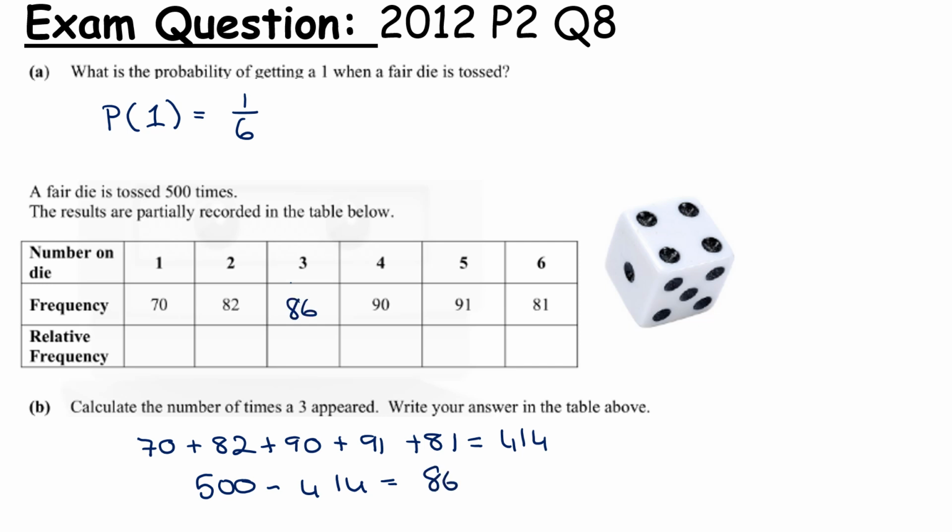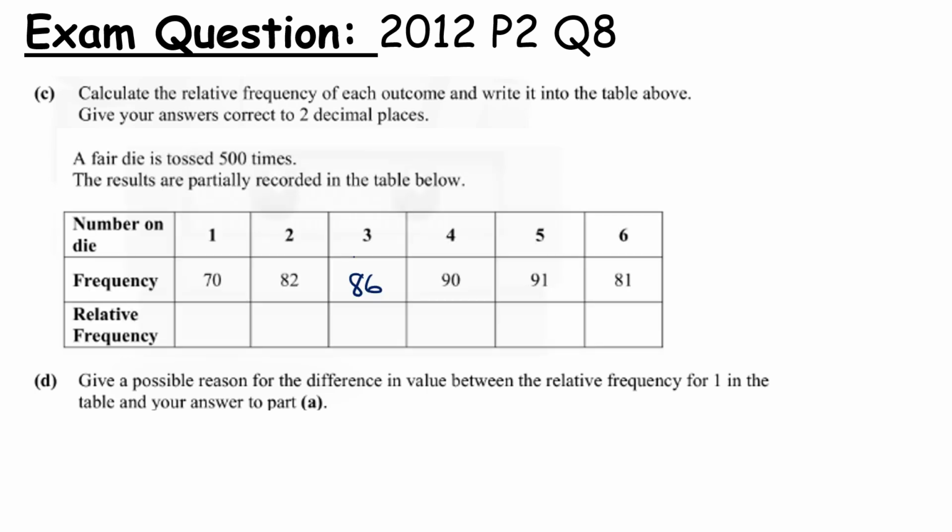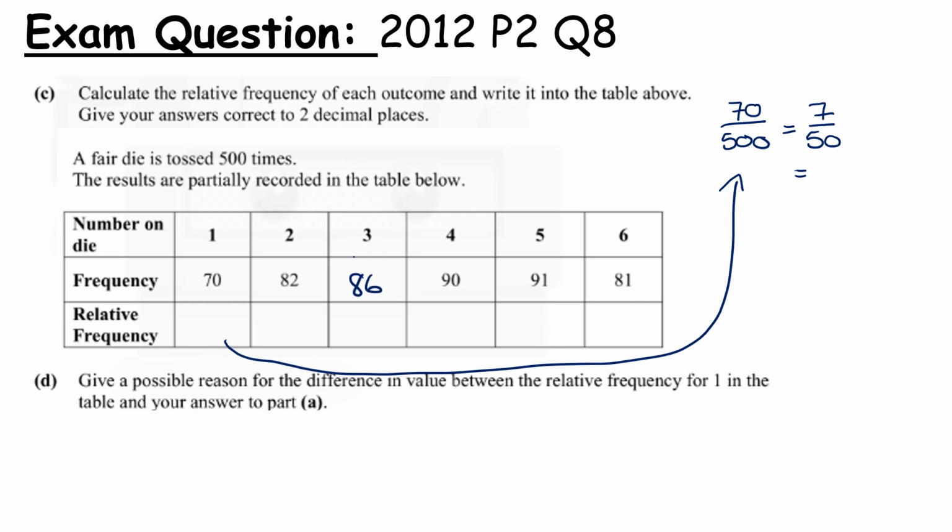So part C asks us to calculate the relative frequency of each outcome and write it in the table above. Give your answer correct to 2 decimal places. So let me pull in the table. And for the relative frequency, what we're going to do is put the frequency, in this case 70, over the total number of tosses, which gives us 7 over 50, or 0.14. So that one is a nice decimal that doesn't need to be rounded. The other ones might. So we're going to do this for all of our numbers.